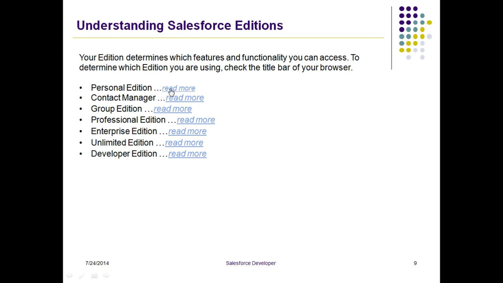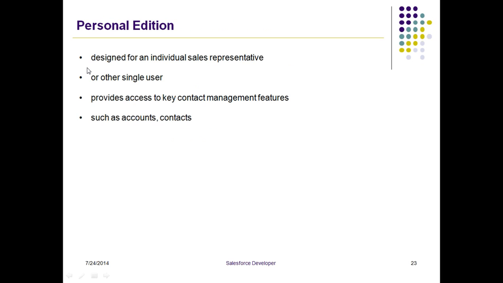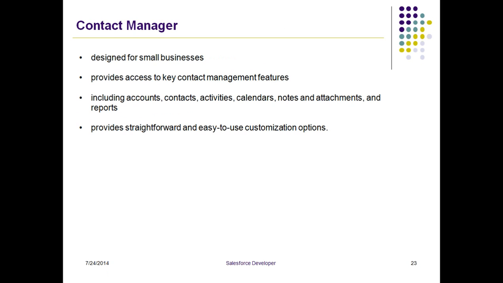Okay. So let's see what all we have there. Personal edition is designed for an individual sales representative, which means you can have just one license. You can have only one user if you take personal edition. It provides access to key contact management features. So very basic contact management features are allowed here in personal edition, and you cannot have a second user. You can have just one user. That is the reason why it's called personal edition.